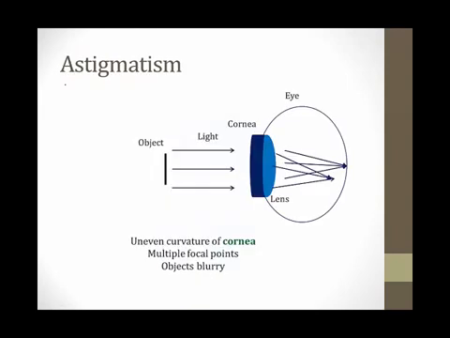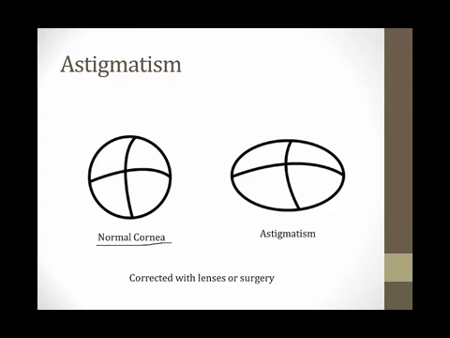The final refractive error that we'll discuss in this video is called astigmatism. This occurs when there is an uneven curvature of the cornea. Thus the cornea generates multiple focal points and objects become blurry. A normal cornea is circular, like what I've shown on the left side of the screen. In astigmatism, the cornea is shaped more like a football. This means that light will be focused differently in this plane compared to this plane, and thus multiple focal points can occur and the image can appear blurry. And just like myopia and hyperopia, astigmatism can be corrected with lenses or sometimes with surgery.